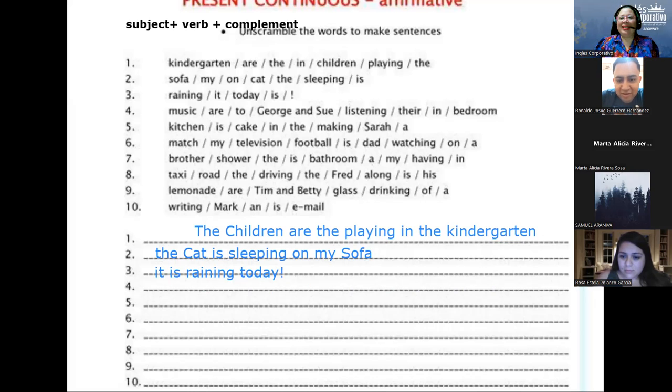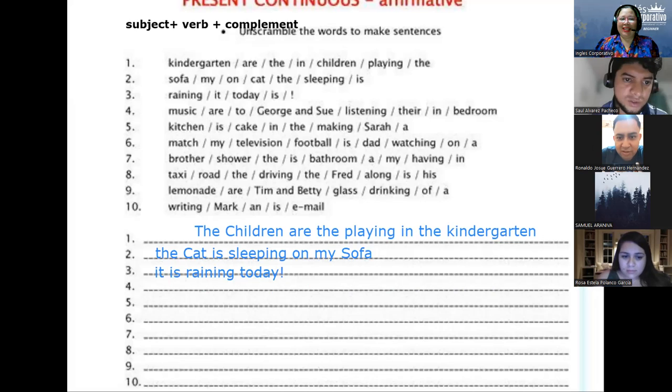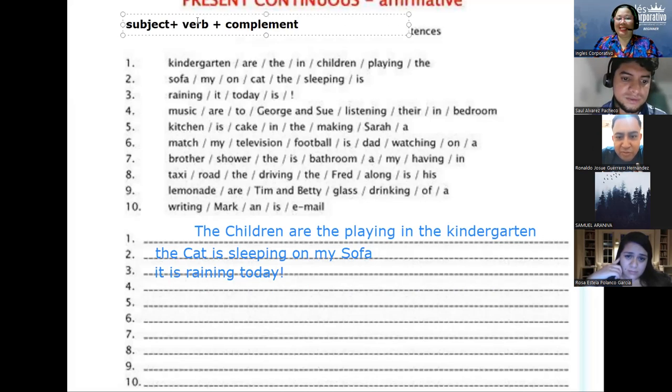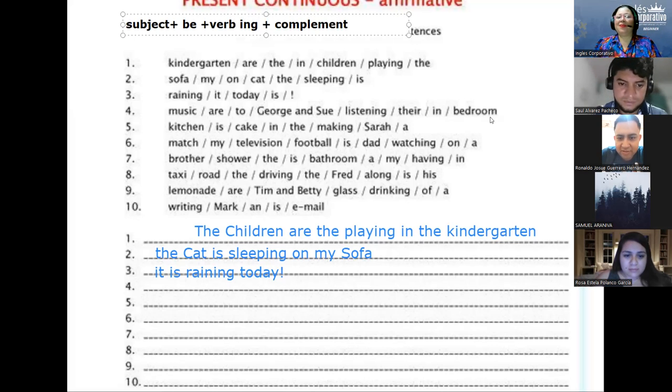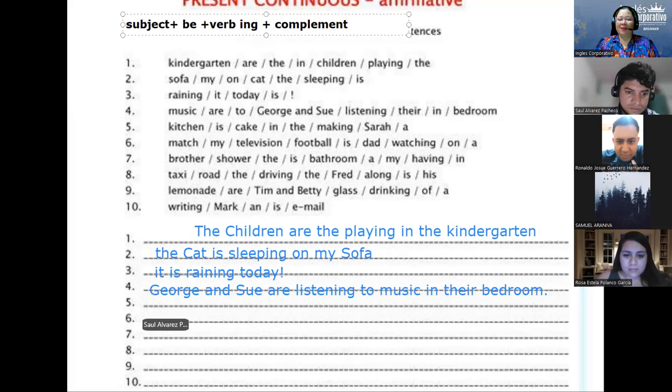Nope. George and listening to. Are, exactly, listening to. Yes. Listening to music. There in bedroom. In their bedroom. In their bedroom, yes, in their bedroom. It's in there, right? In there.